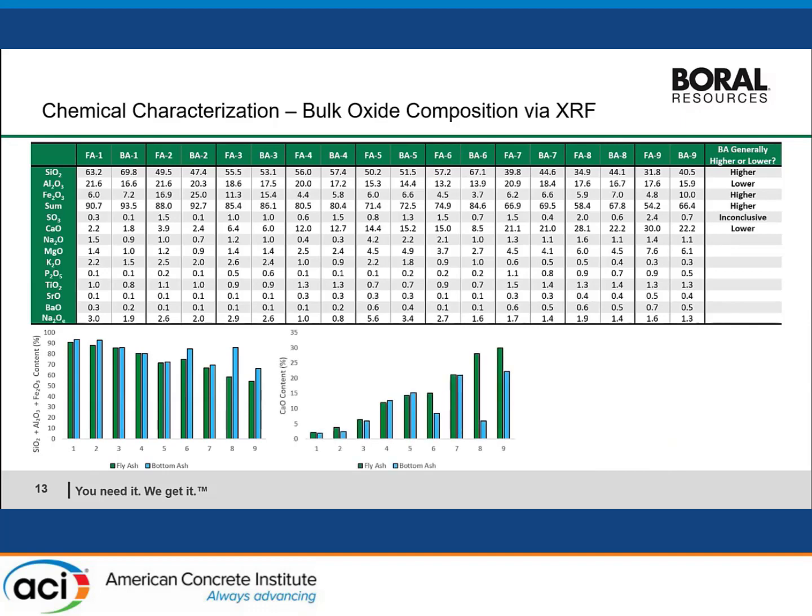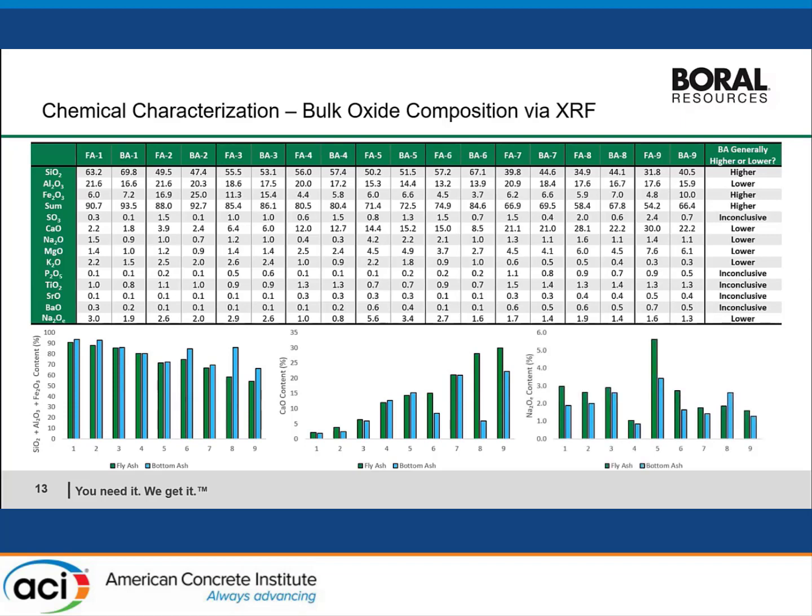The next interesting conclusion to draw from this data is that the bottom ash, not always, but tends to have a lower calcium content than the fly ash. And the last, in my opinion, interesting conclusion to draw from this information is that the sodium equivalent, so sodium plus 0.658 times the potassium, tends to be lower in the bottom ash than in the respective fly ash as well.